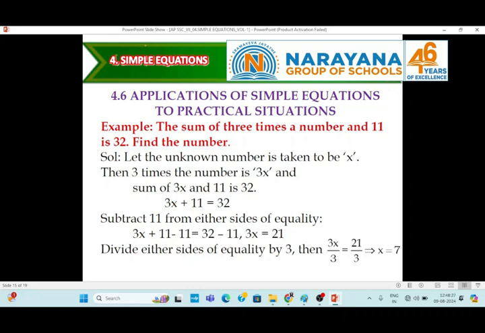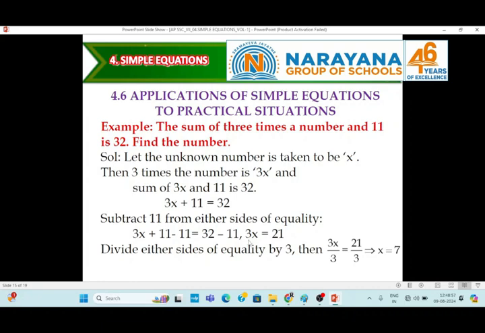That means 3x plus 11. Then the result becomes 32. So the required linear equation is 3x plus 11 is equal to 32. As per the previous discussion just now, what to do in LHS for the obtained linear equation? Here 11 is added to 3x in LHS. So let us subtract 11 from either side of equality, so that plus 11 minus 11 gets cancelled. So 3x is equal to 32 minus 11, which is 21.